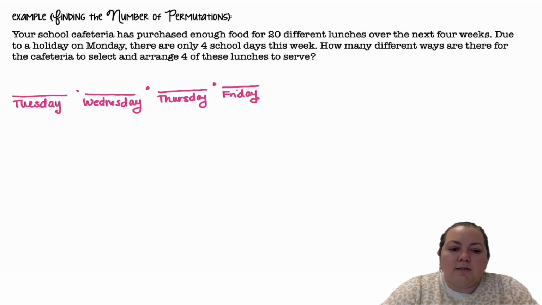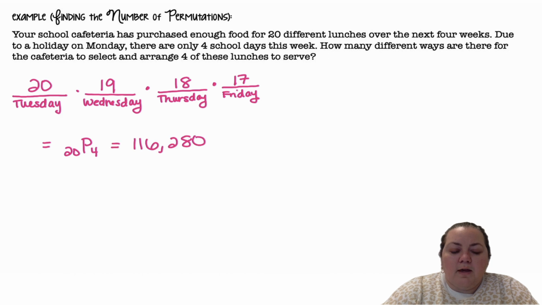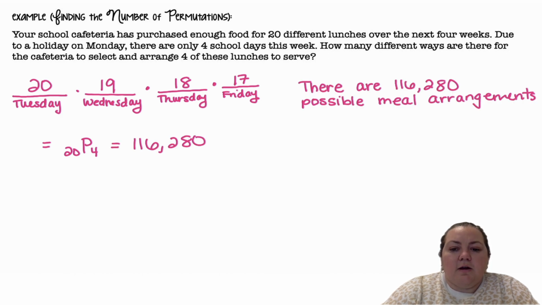All right, so we have Tuesday, Wednesday, Thursday, Friday. There's 20 different lunch options on the first day, then 19 to choose from, 18, and 17. Because they said different ways, it's 20 pick 4, and we're using the permutation, math, probability, nPr. You'd put 20 in, and then 4 for r. And we get 116,280 different possible meal arrangements.